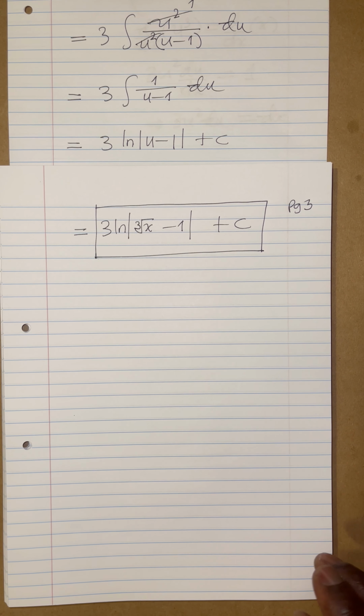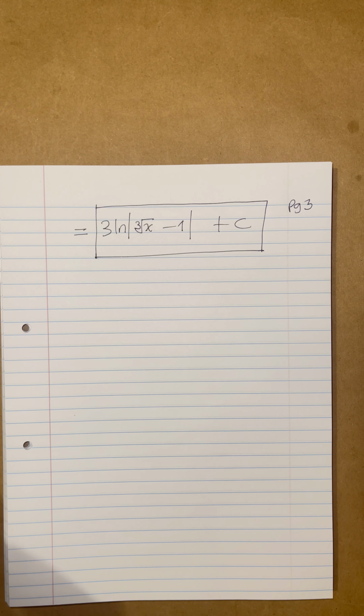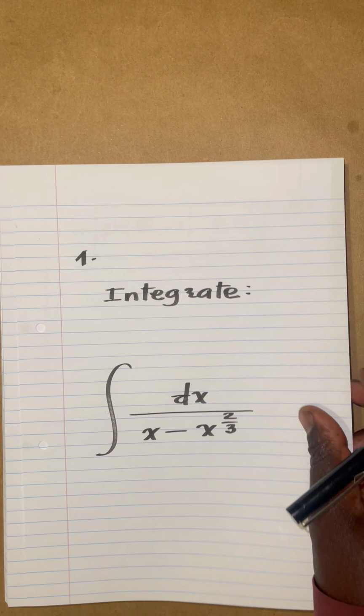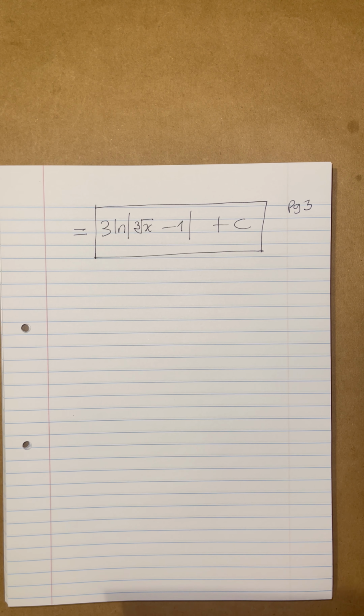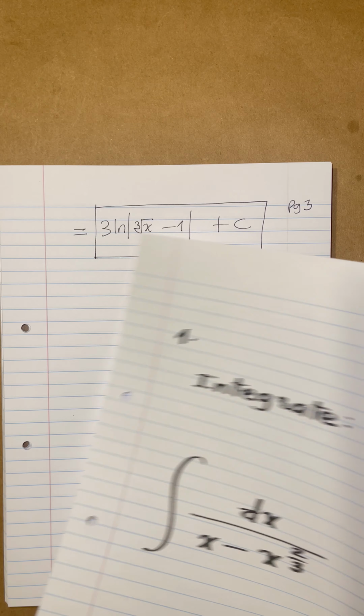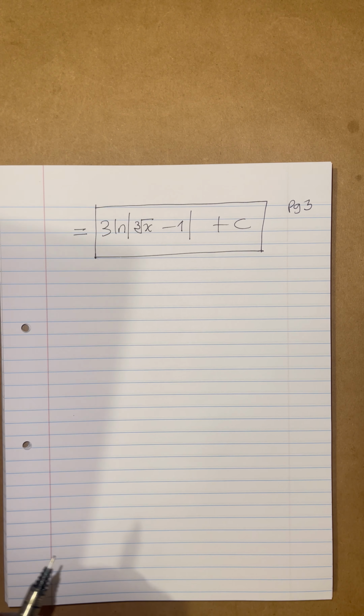Where is our first integral? It must be here. Here is our first integral. We had to work on that expression there to obtain that one as our final solution: 3 natural log of cube root of x minus 1, absolute value of that plus c. Right, so that's the first integral. Let's look at the second integral quickly.